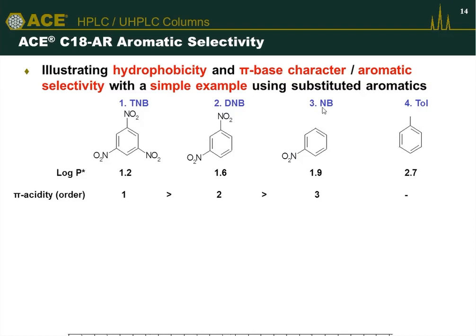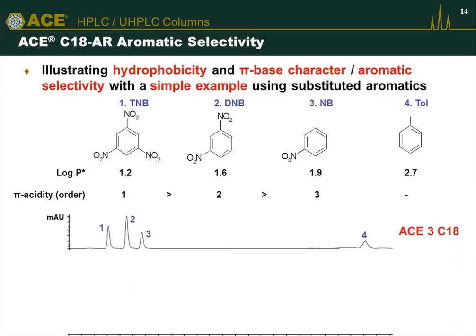So if we were to analyze this mixture on a standard C18 column, we would expect the retention and elution order, because these are simple molecules, to be related to their log P values. The higher the log P, the more it would interact with the stationary phase on the C18 because it's a hydrophobic interaction, and so the longer it will be retained. And when we did the analysis, that's exactly what we found.